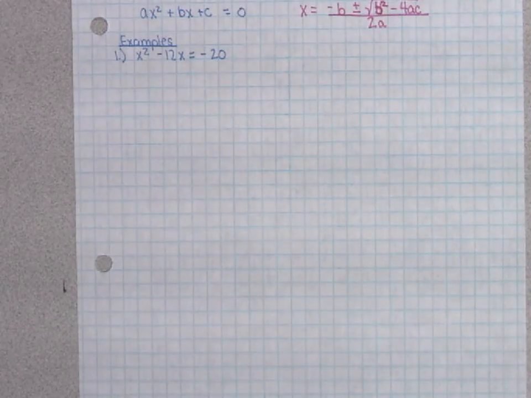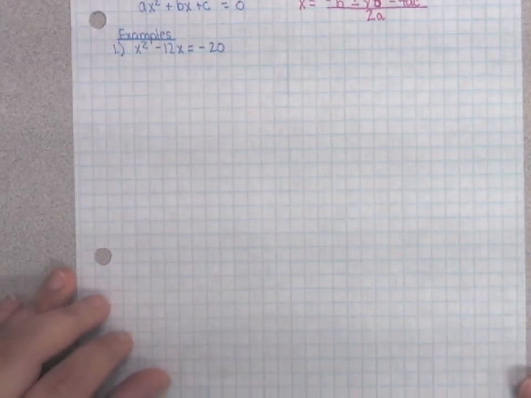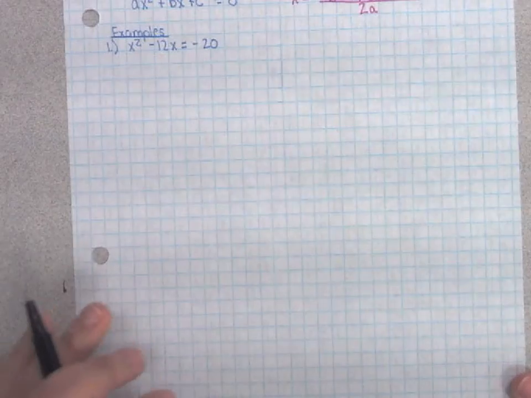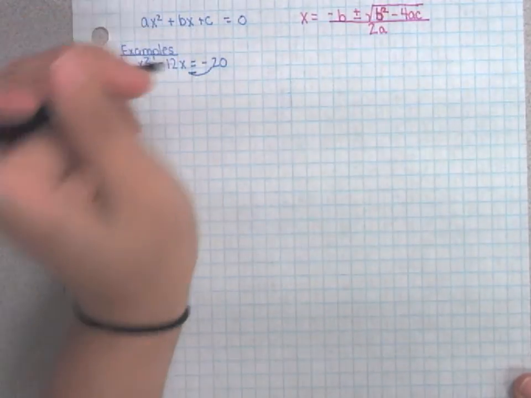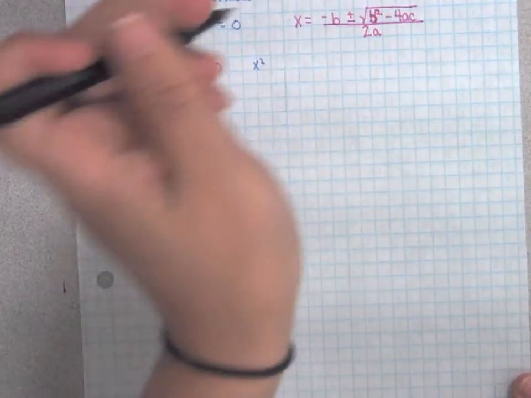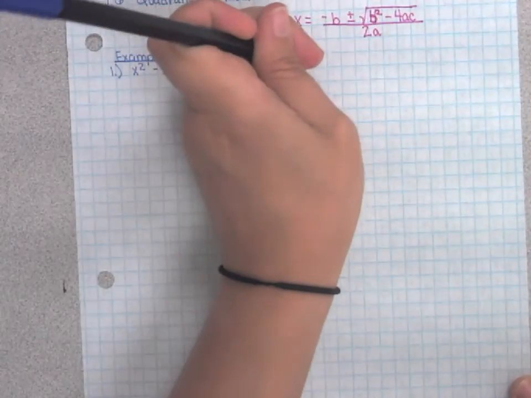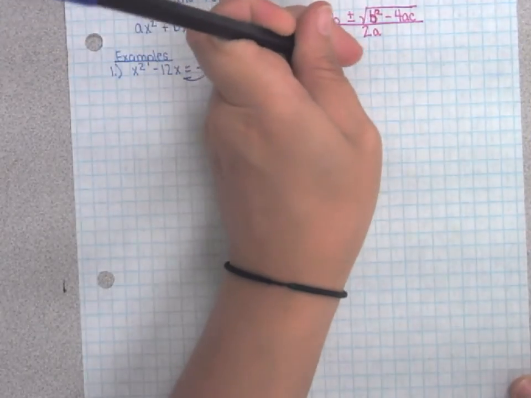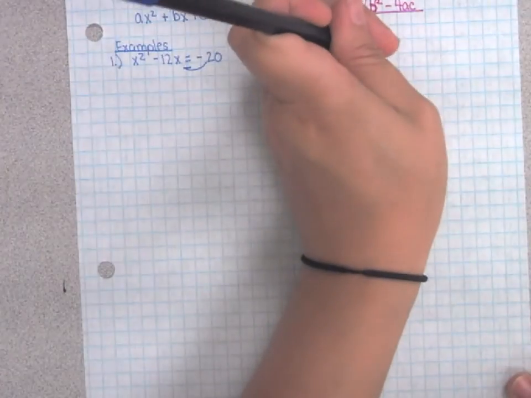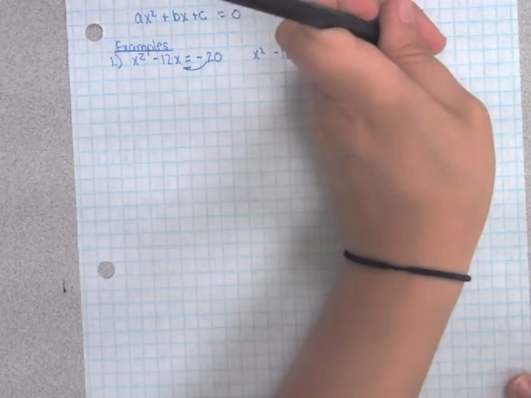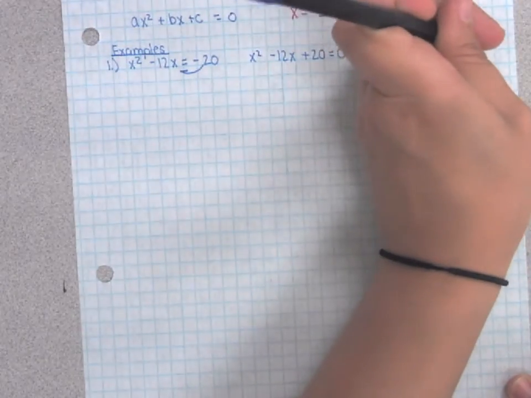Now, the first thing you have to do before you can use your formula is, what do you see? Yep, we have to move this over so it says equals 0. You can't do anything until it says equals 0. So now it is x squared minus 12x plus 20 equals 0. Because people mess it up all the time, I always write down what A, B, and C are on the side so you never have to look at the equation again.